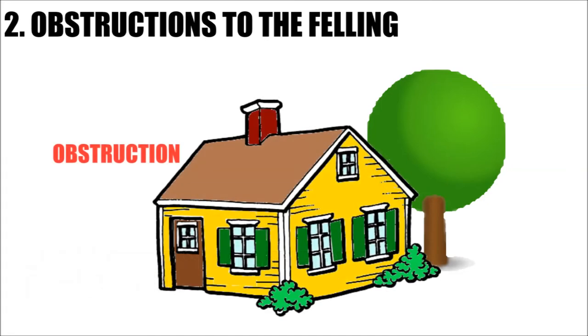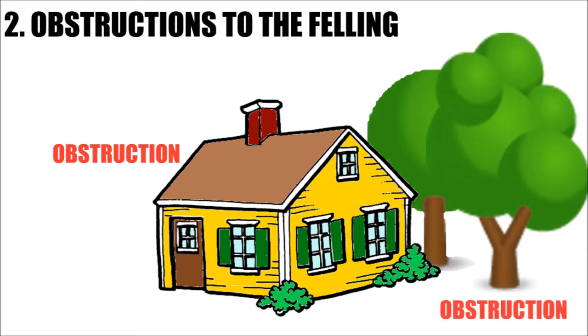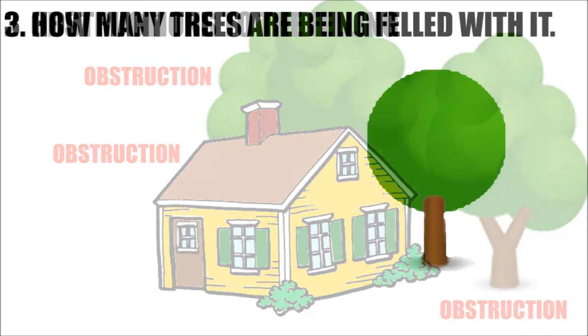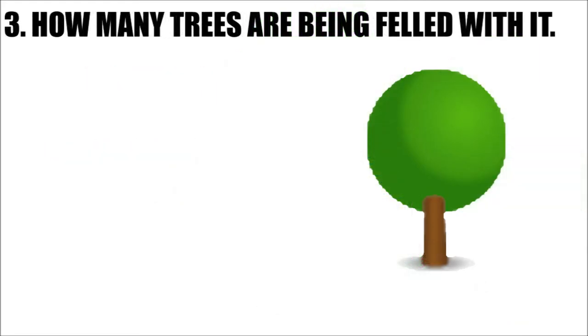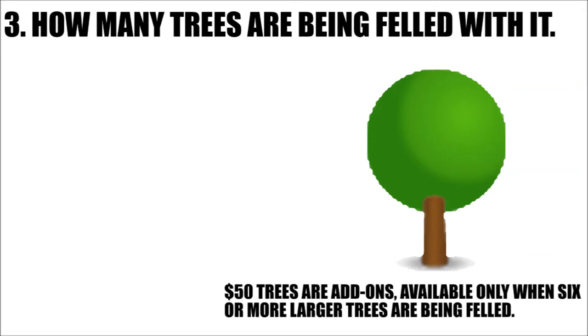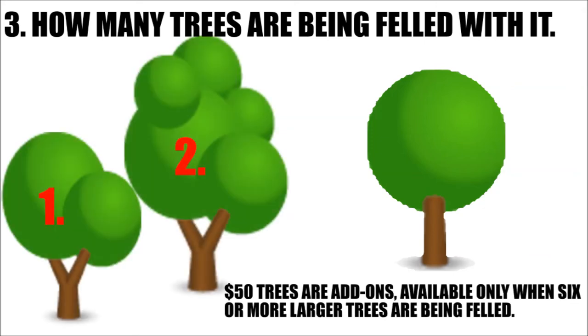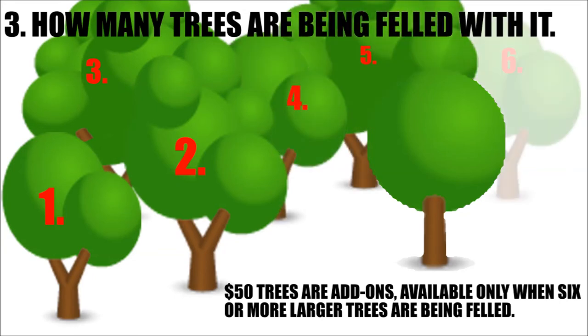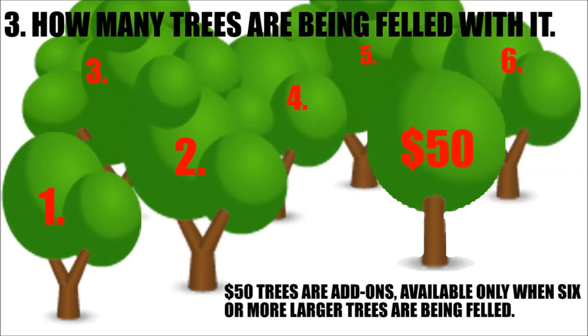Second, the obstructions. $50 trees must be unobstructed. There must be a completely open area for the tree to fall into, and it must be where the tree will naturally fall. The third consideration is the number of trees being felled with it. $50 trees are add-ons. This price is only applicable when six or more larger trees are also being felled. And this price is for felling only.